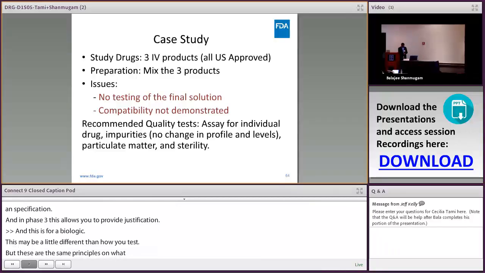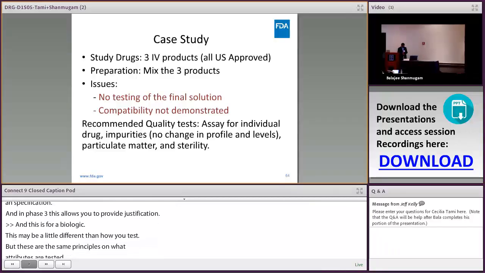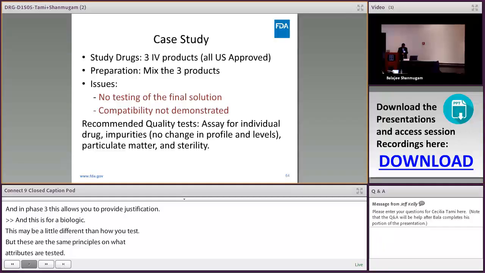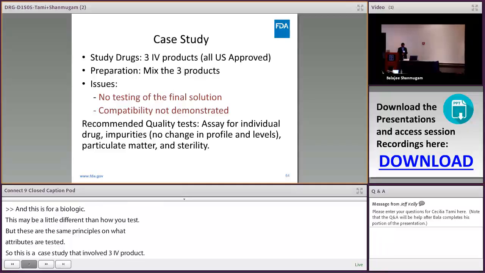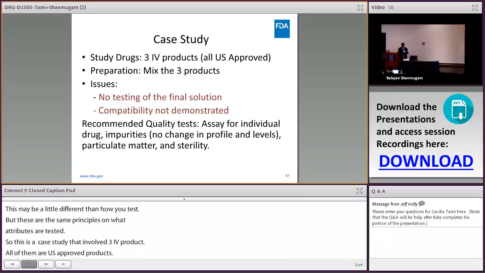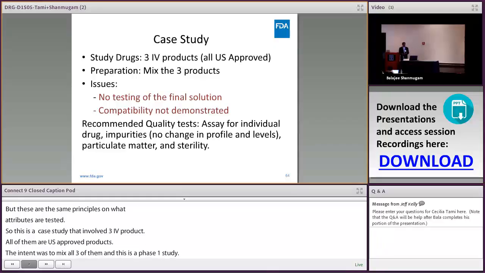So this is a case study about 3 IV products. All of them are US approved products, FDA approved products. And the intent was to mix all the 3 of them and do a phase 1 study. Right? Well, individually they all look good. They are all approved products. We have the package insert which tells you how you need to do it, but how do I know that when you mix all the 3, what happens to the final product?